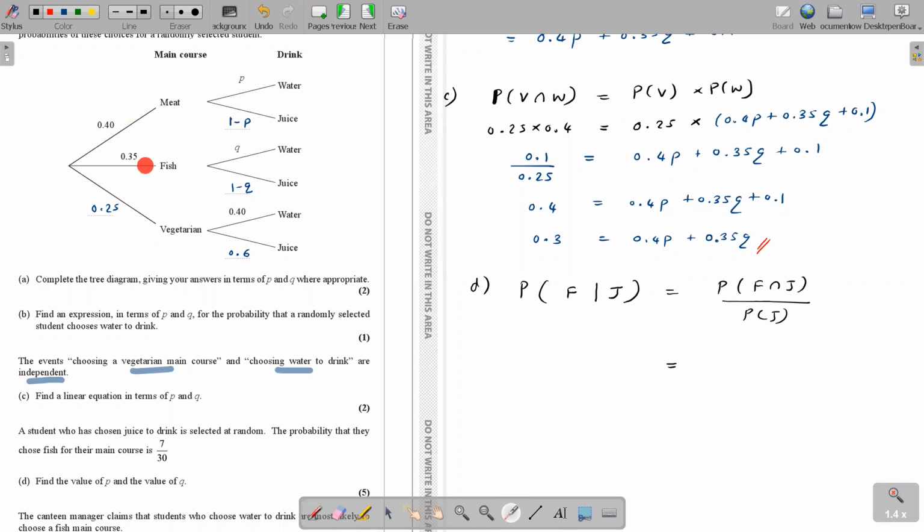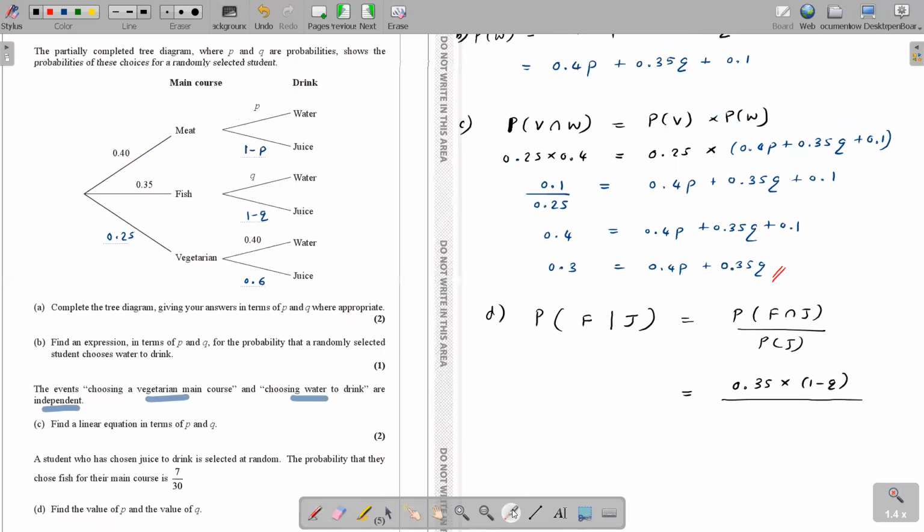So 0.35 fish, and then choosing juice is 1 minus Q. Can you all understand? So 0.35 into 1 minus Q, over probability of juice. How do we take the probability of juice? Children, what do you think? Juice is there in how many parts? Juice is there 1, 2, 3. Juice, 3 parts.